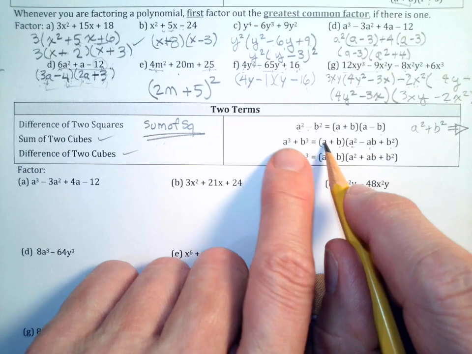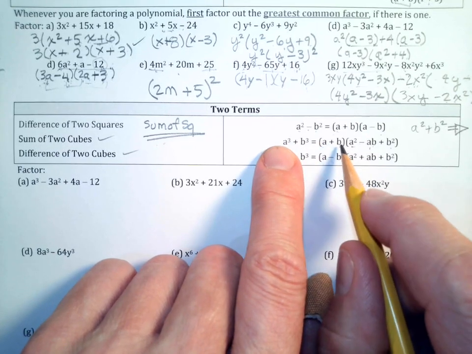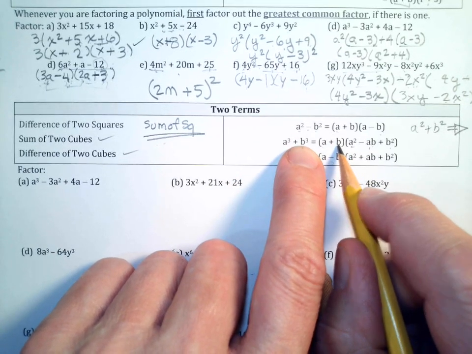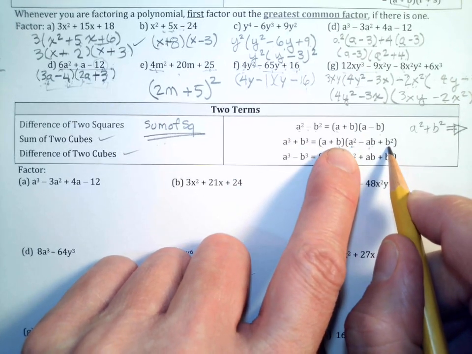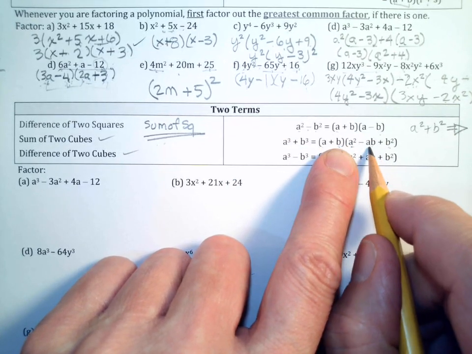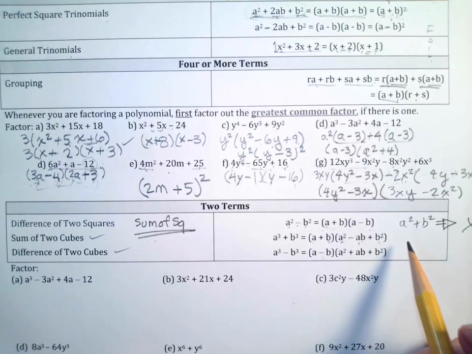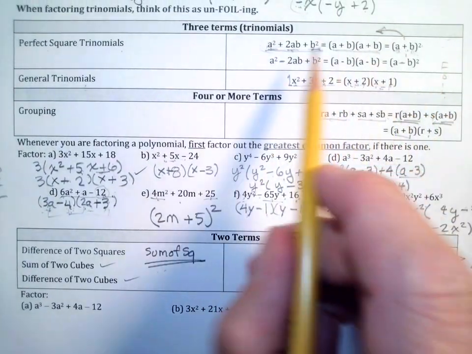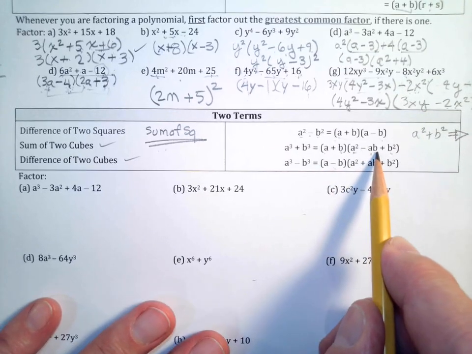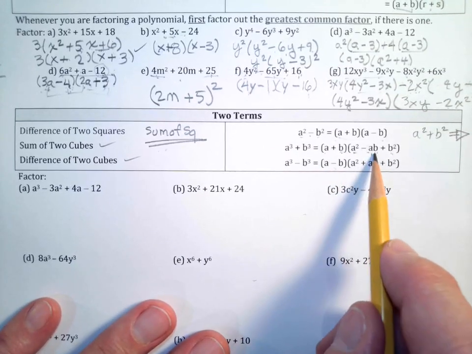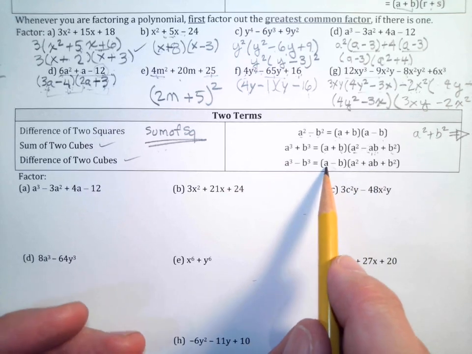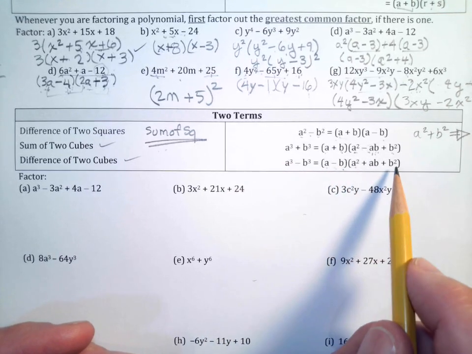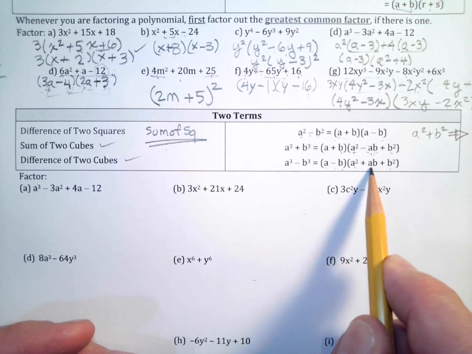But the actual formula is a, the cube root of the first, b, the cube root of the second, and then a squared, b squared, and the product of a, b. Not up here where we saw perfect squares, where it's twice the product. That's not the case here. It's just the product. So don't put a 2 in there. It's ab. A common mistake I see. And then for the difference, it's the same: a, b, a squared, the b squared out here, and the ab in the middle.